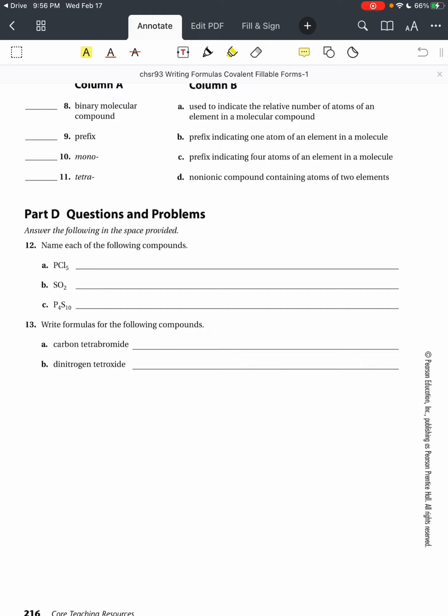And then the last two, and we're done, has carbon tetrabromide, and that would be CBr4. That 4, of course, would be a subscript. So it would be C for carbon, monocarbon, Br4. And dinitrogen tetroxide would be N2 for 2 nitrogens, O4 for 4 oxygens. So 13B is N2O4. And of course, the numbers are subscripts.